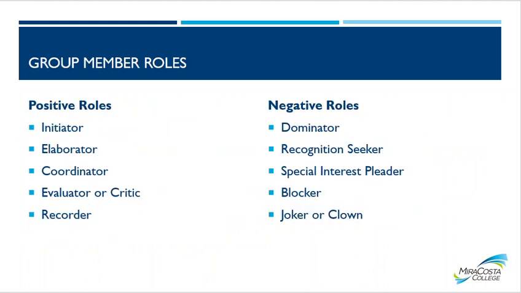Group member roles. There are positive and negative roles. Some of the positive roles are the initiator, elaborator, coordinator, evaluator or critique, and the recorder. There's always a note taker, usually the project manager. Negative roles are the dominator, the recognition seeker, special interest pleader, the blocker, and the joker or the clown. Hopefully you don't have a joker or a clown in the business world, but there's usually always one, unfortunately.